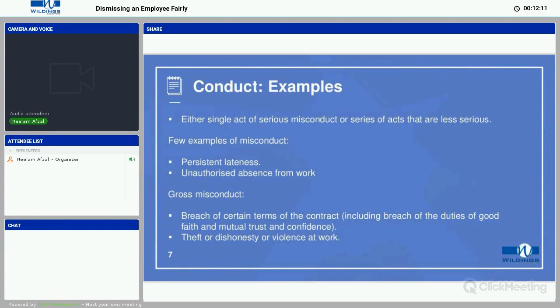Now, these are only a few. I've seen handbooks with a lot of detail and a list of misconduct issues and gross misconduct issues. So misconduct issues include, for example, persistent lateness and unauthorized absence from work. Gross misconduct could include theft, dishonesty, violence at work, alcohol or drug abuse. But be careful that if the alcohol or drug abuse is an illness, you need to look at that very carefully to ensure that you are following a different process.